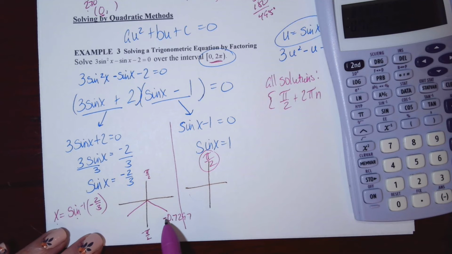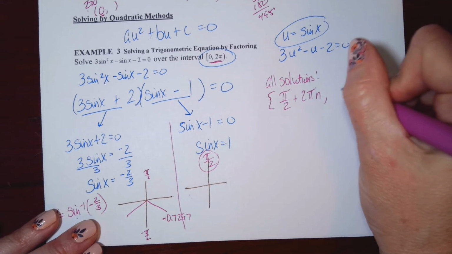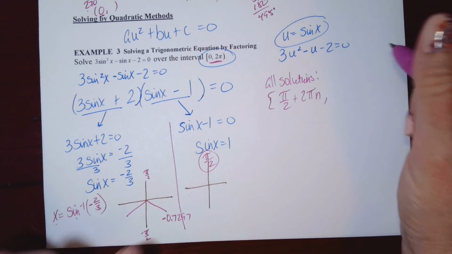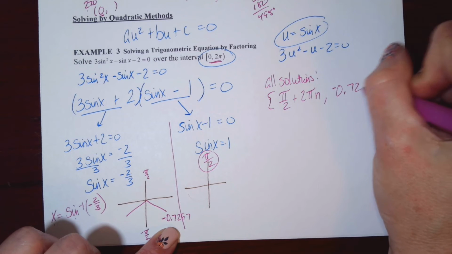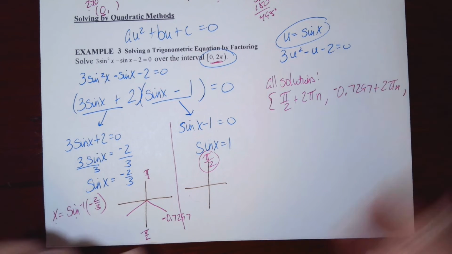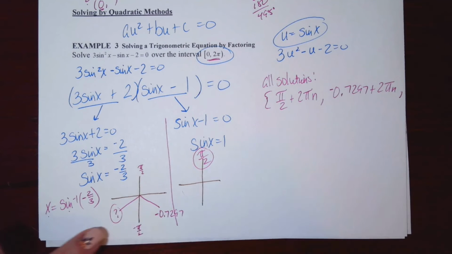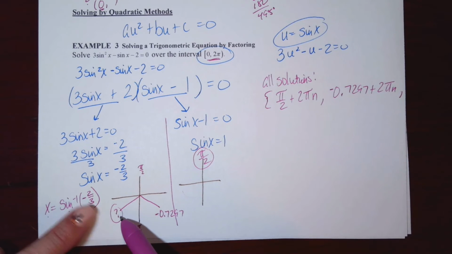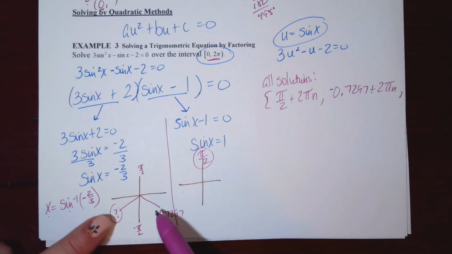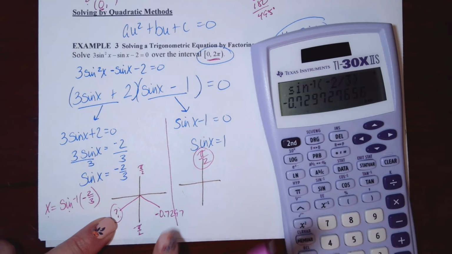Every time I come back around here, I have another solution. So that's going to be my next statement in my all solution statement: negative 0.7297 plus 2 pi n. I've got another solution over here, right? I've got one more place where, when the angle terminates, it has the same sine function value. Sine is negative in quadrant 4. It's also negative in quadrant 3. My calculator just gives me this one.